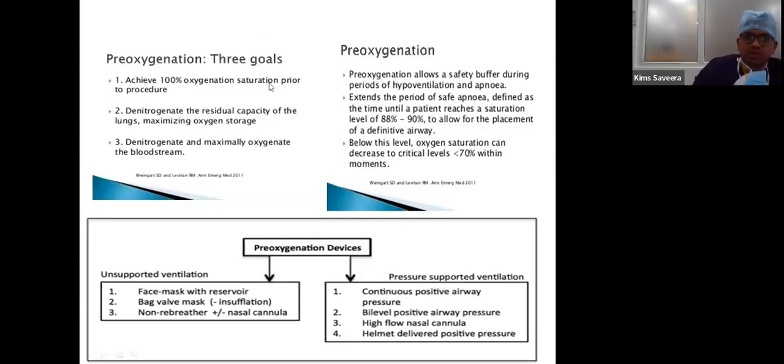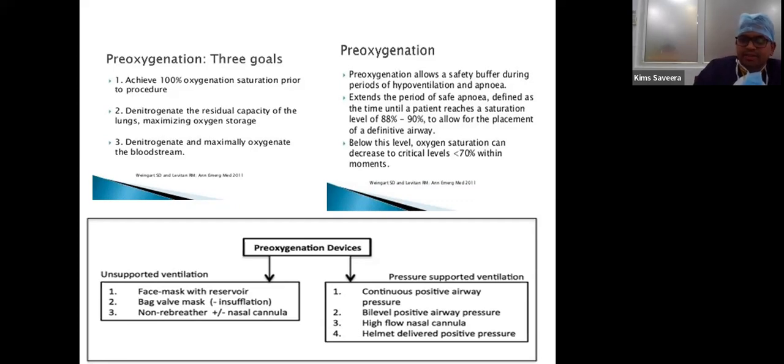Then after holding the mask, we should pre-oxygenate. What are our 3 goals of pre-oxygenation? To achieve 100% saturation prior to the procedure, denitrogenation of the residual capacity of the lungs to maximize the oxygen storage, and maximal oxygenation into the bloodstream. This pre-oxygenation gives us a safety buffer during hypoventilation and apnea.